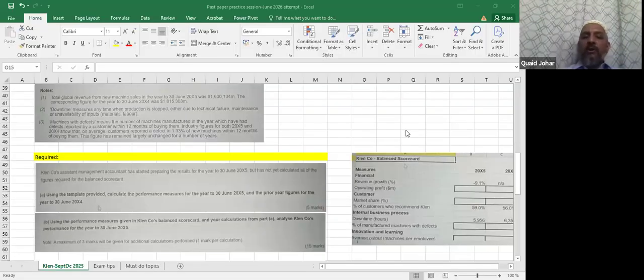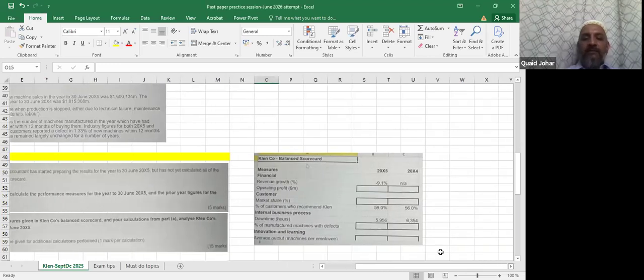Now, as we have gone through the requirements, there are two requirements. The first requirement is we have to calculate some missing figures. If you look at this template, which was given in the exam, there are certain blanks in it.